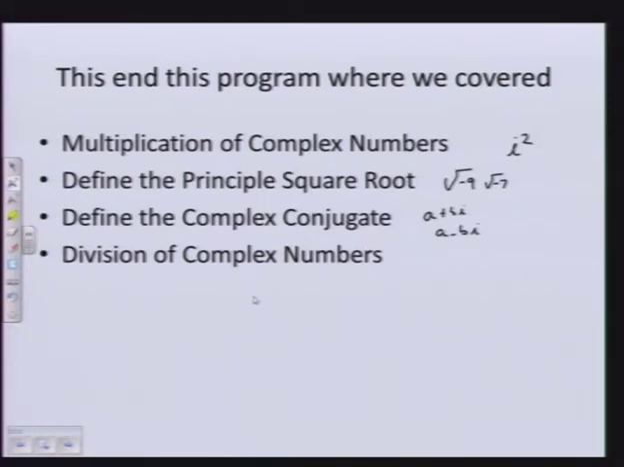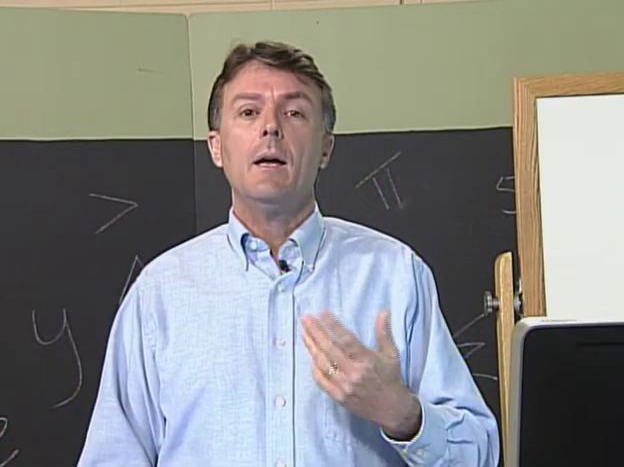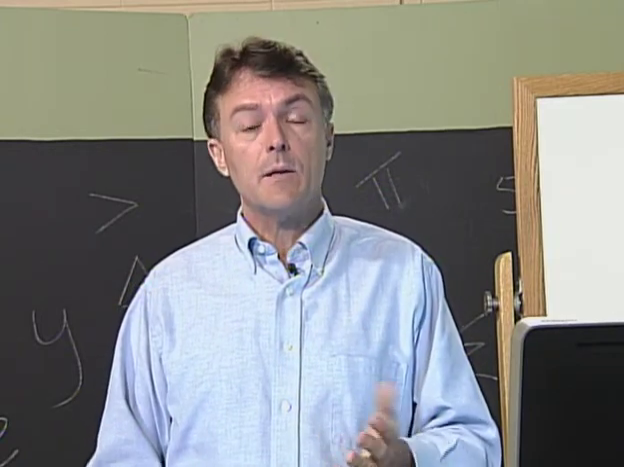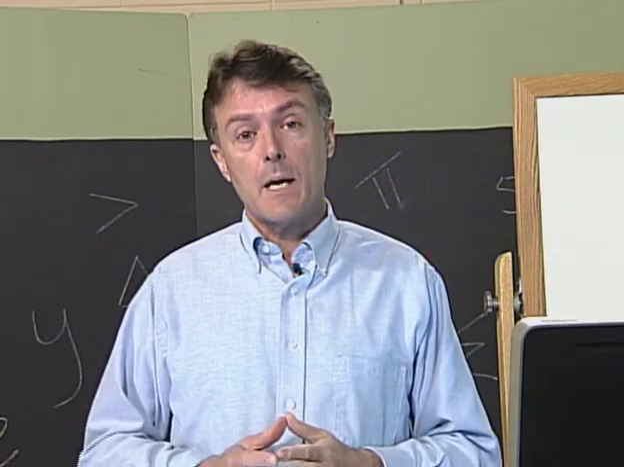And finally, we looked at the division of complex numbers, and in those divisions, we used the complex conjugate to make our life easier, and we had a formula that allowed us to multiply and end up with a squared plus b squared in our multiplication of the denominators, and we saw that division turned out to be multiplication with the complex conjugate.